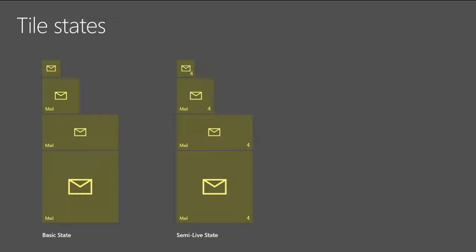Then there is the semi-live state. So the semi-live state just updates the number. We call it the badge. And then we just update the badge. And so it's semi-live. One of the things I can do with this, and I could also do it with the basic state as well, is I could queue up notifications behind it.